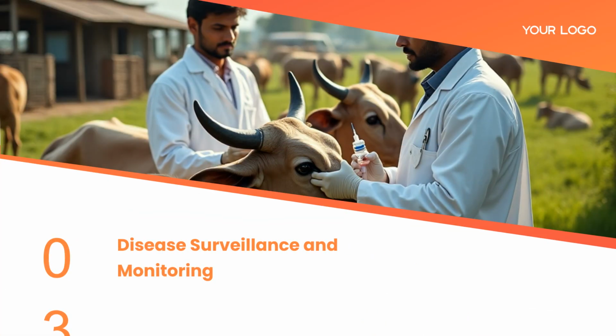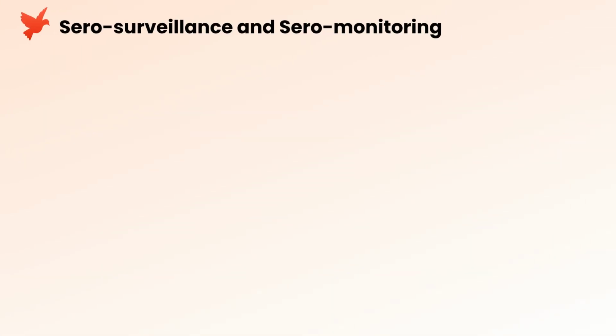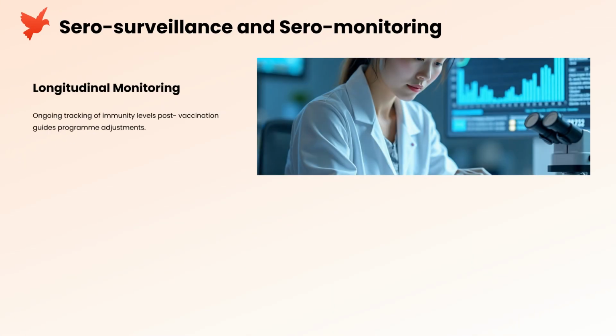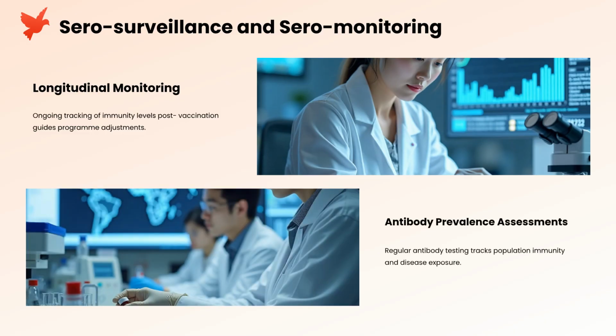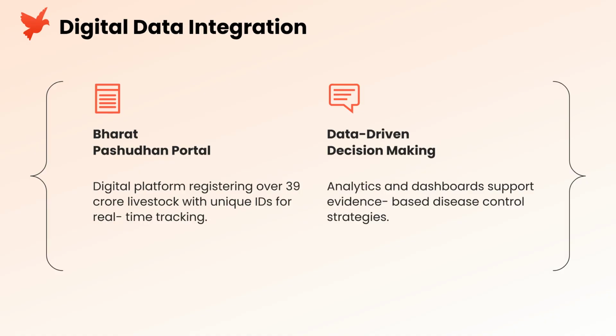Moving on to disease surveillance and monitoring, which are crucial for maintaining a healthy livestock population. The program utilizes longitudinal monitoring and regular antibody prevalence assessments to track immunity levels and disease exposure, guiding necessary program adjustments. Digital data integration is achieved through the Bharat Pashudhan Portal, which registers over 39 crore livestock. This data-driven approach supports evidence-based decision-making and real-time tracking.